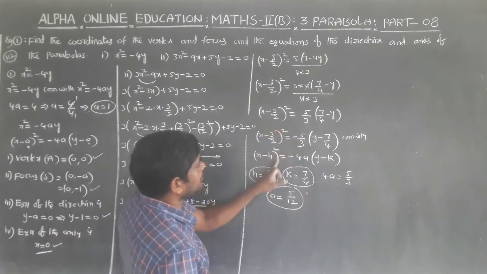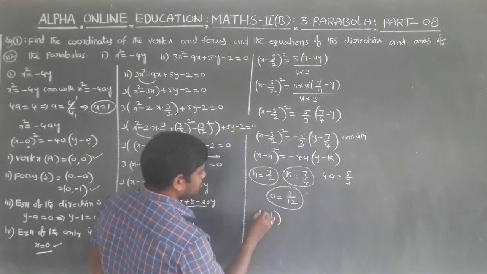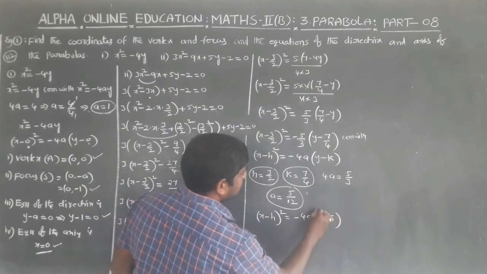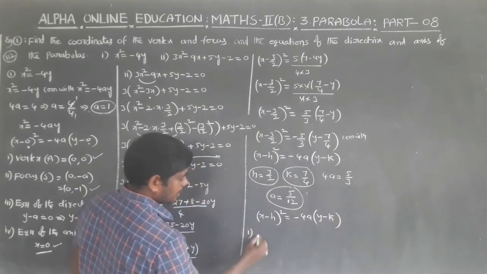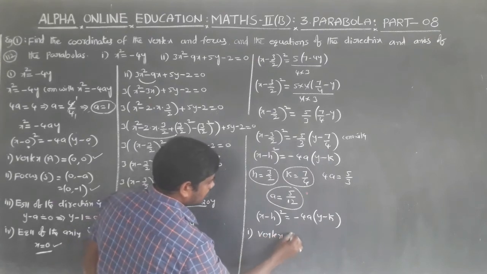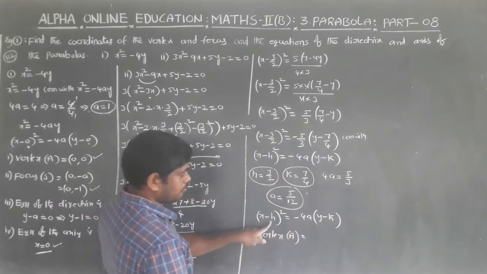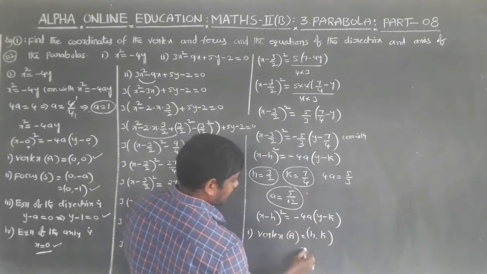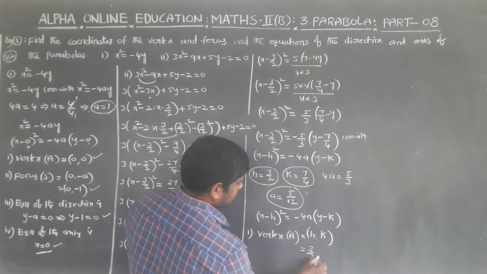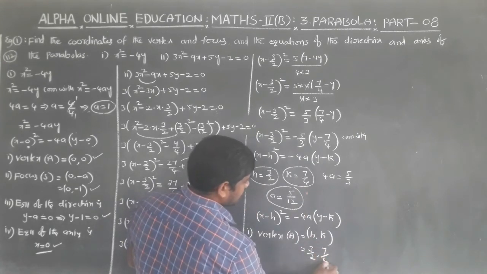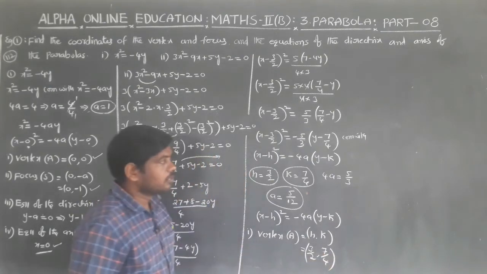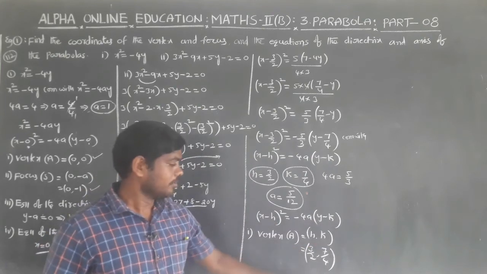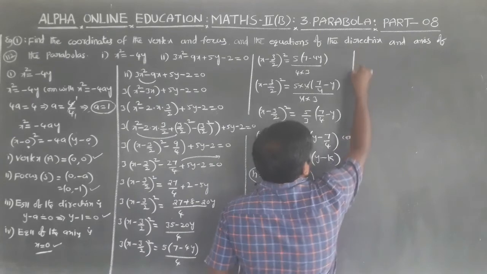Given parabola, comparing with (x minus h) whole square is equal to minus 4a into (y minus k). Here, find number 1, the vertex. Vertex of the parabola is h comma k. H is equal to 3 by 2, k is 7 by 4. This is the vertex of the parabola: h comma k, 3 by 2 comma 7 by 4.